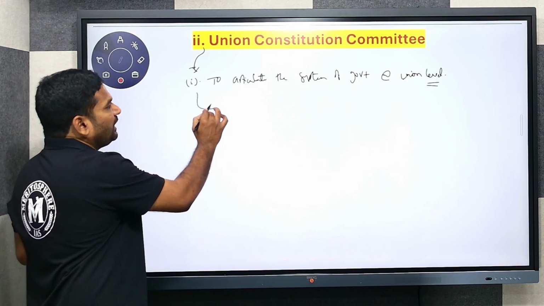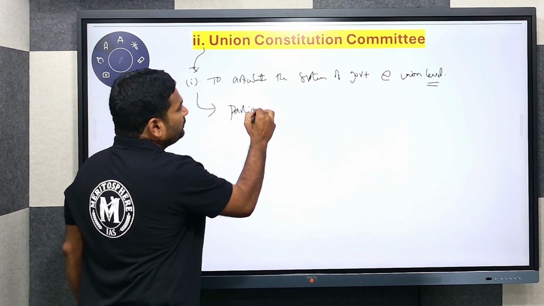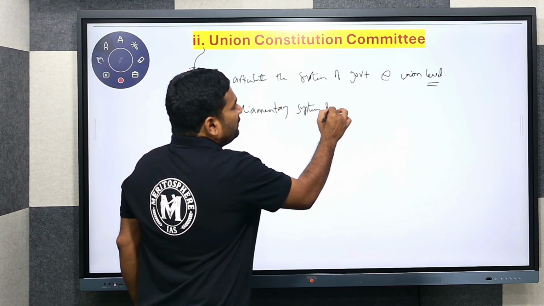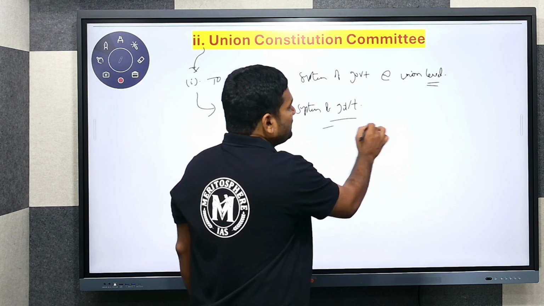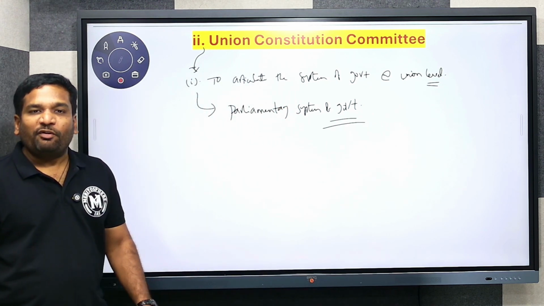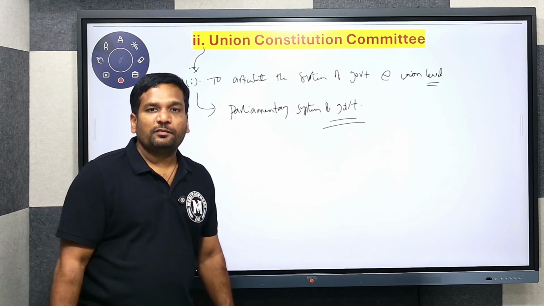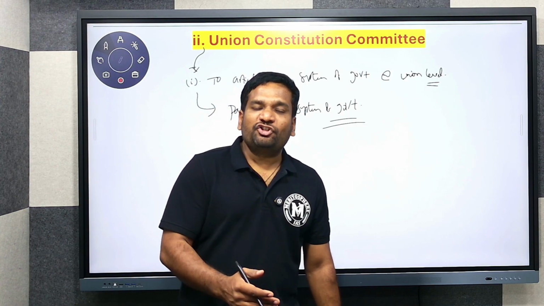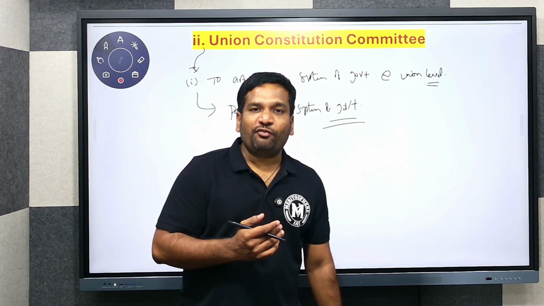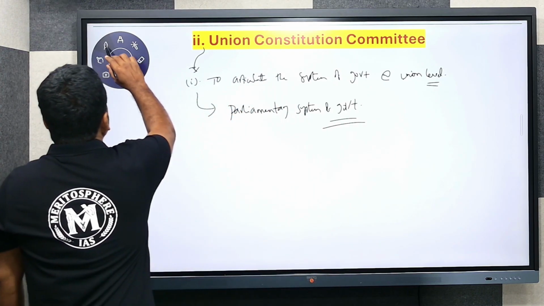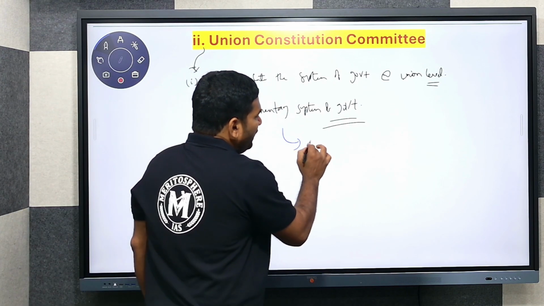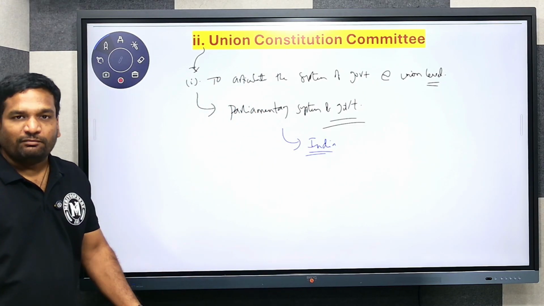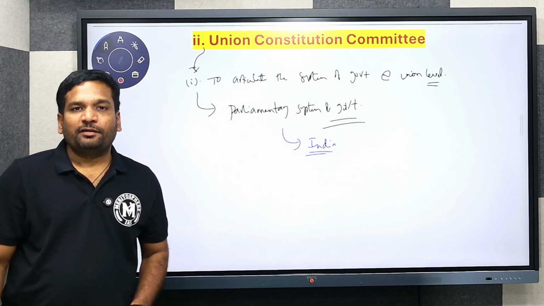So this committee recommended the parliamentary system of government. The committee was tasked to find which type of government will be suitable for India, and the major recommendation of the committee was the decision towards the parliamentary system of government. Because India was under British rule, and the Indian political system was based on the parliamentary system of government.